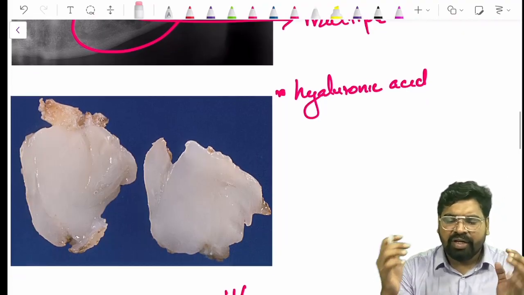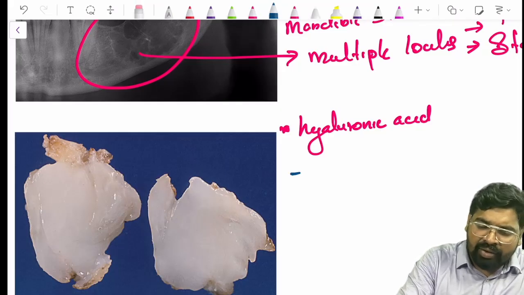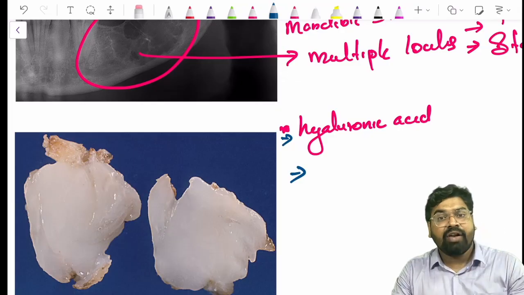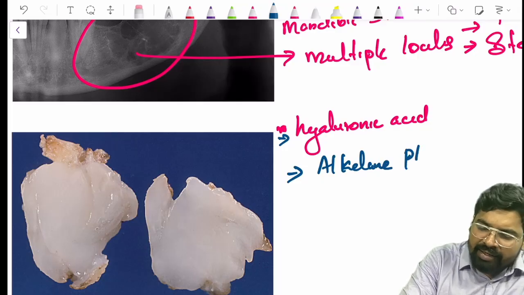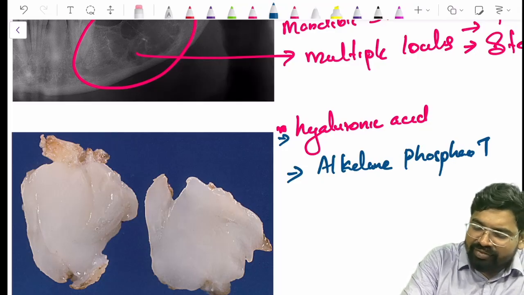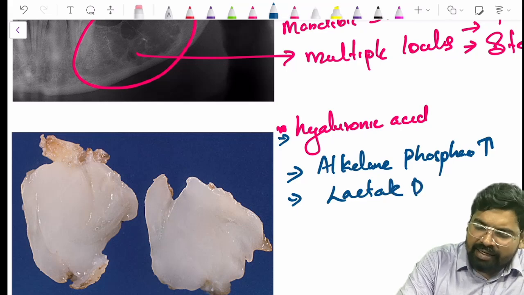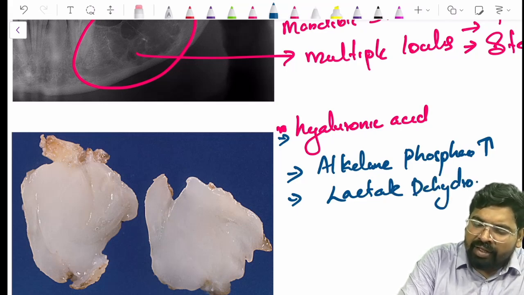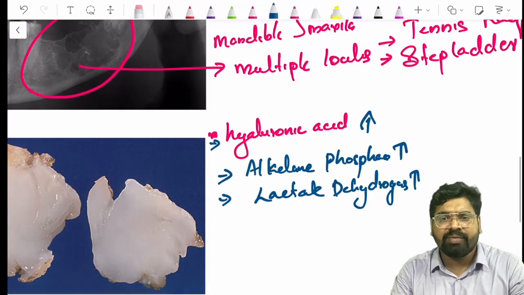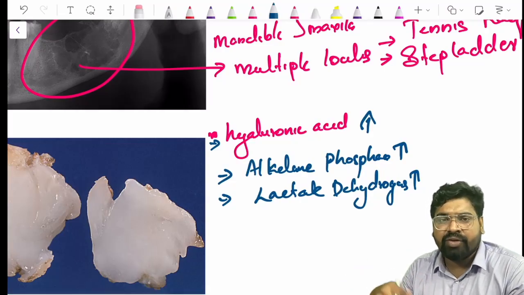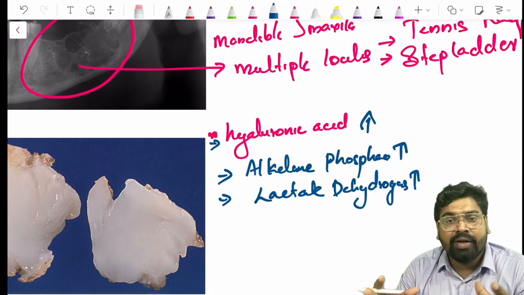They are very rich in hyaluronic acid. And in odontogenic myxoma, you also have a high level of alkaline phosphatase and an increased level of lactate dehydrogenase. These enzymes are increased in this tumor because they are very much responsible for bone resorption. So it is a very locally aggressive lesion, and it will dissolve all the bone here.